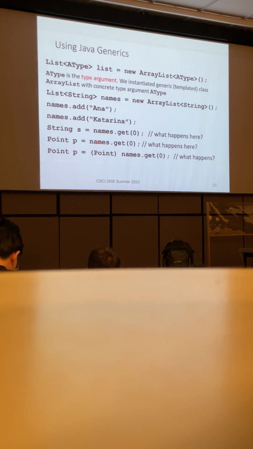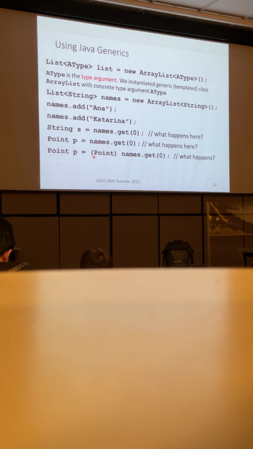If for some reason we believe that it should be safe, then we have to pass on this guarantee to the compiler. Then we have to say, well, whatever I get out of this names list, I believe and I guarantee, as the person who writes this code, that it's a Point, and therefore I'm attempting to perform this cast here so that this assignment can actually work.